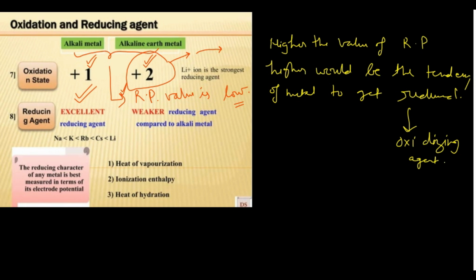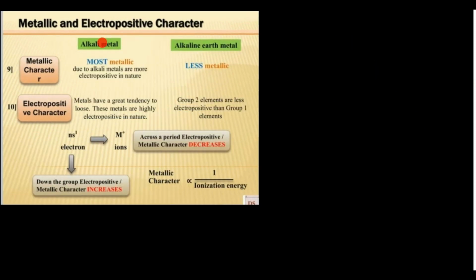Now moving to the next thing, metallic character. Metallic character simply means the removal of the electron. For alkali metals and alkaline earth metals, when you move across the period, the size decreases, and when you go down the group, the size increases. Now you are moving from lithium to beryllium, which means the size decreases.